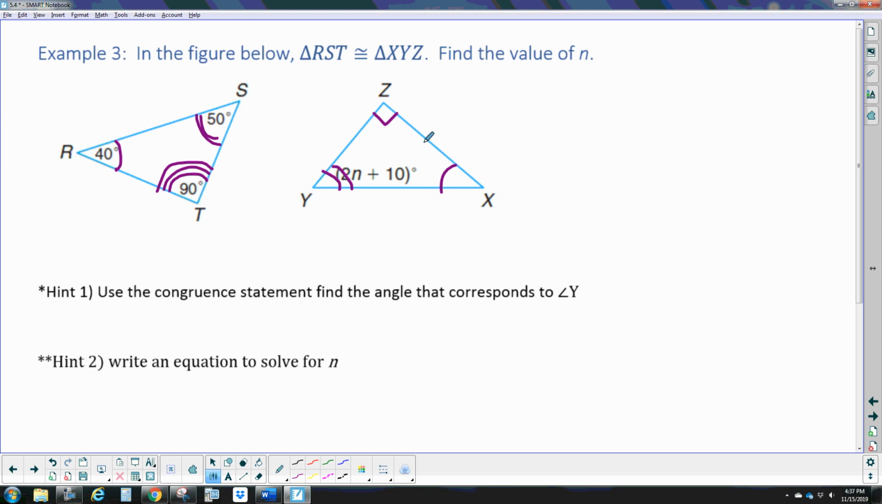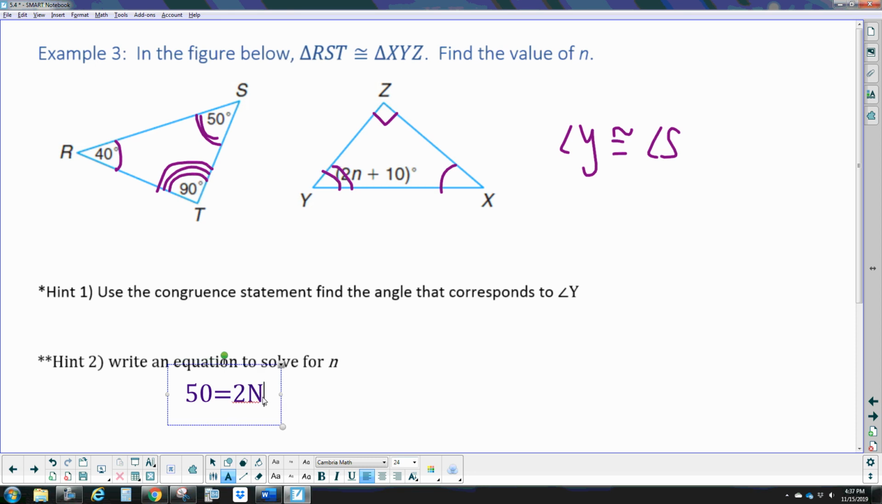We need to find the value of N. Well, I know that angle Y is congruent to angle S. And I know that angle S is equal to 50 degrees. So I'm going to first use my congruent statement like I did to mark my triangle, and find the angle that corresponds to Y. That angle is S. Now I can write an equation to solve for N. So angle S is 50, and that's equal to angle Y, and angle Y is 2N plus 10.